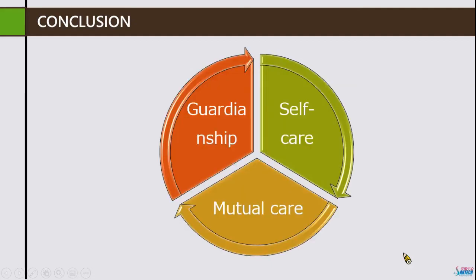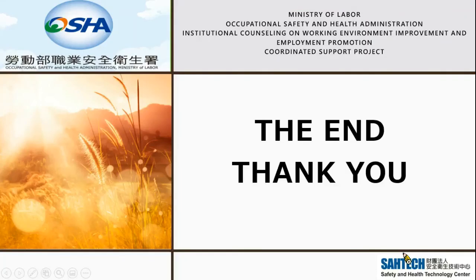So in conclusion, we should remember these three keywords: guardianship, self-care, and mutual care. The end. Thank you.